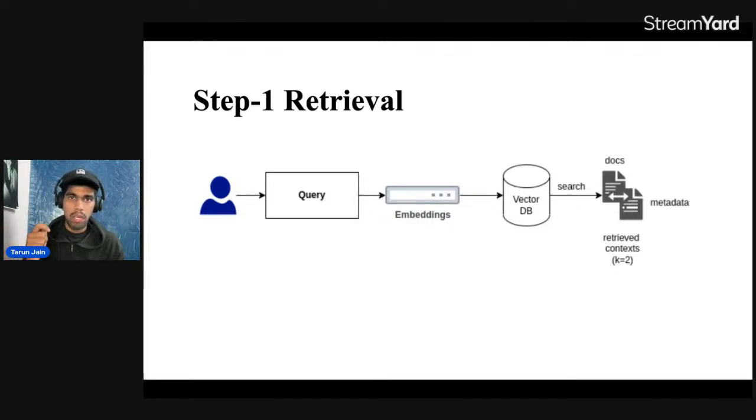So why embeddings? Because you need to get the semantic meaning of it. And once you get the semantic meaning, you look into the vector database, and based on the search technique that you are performing, you are getting the relevant documents. So this is what happens in the first step.